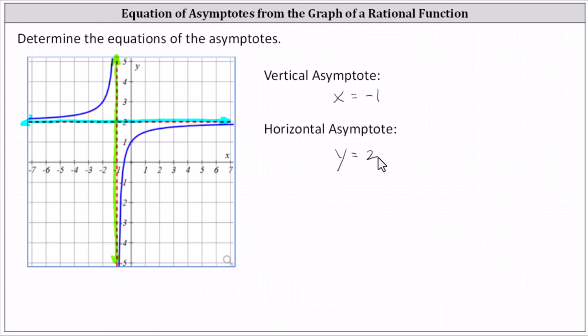Notice as the graph moves to the right, or as x approaches infinity, f of x or y approaches 2. Similarly, as the graph moves to the left, or as x approaches -infinity, again the y value or function value approaches 2.